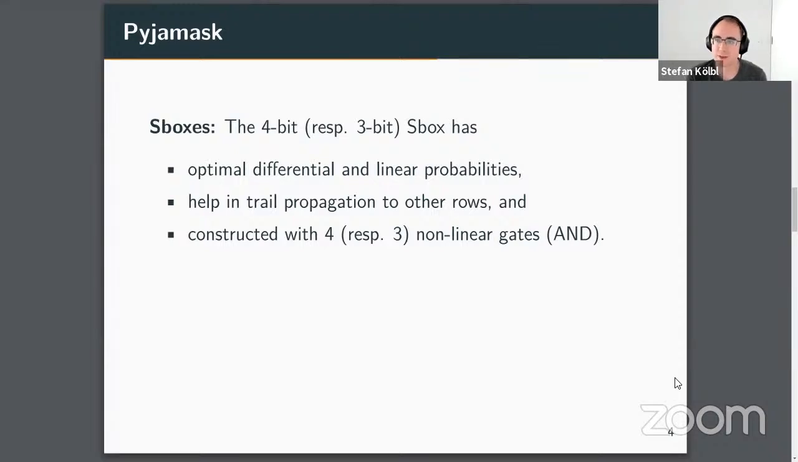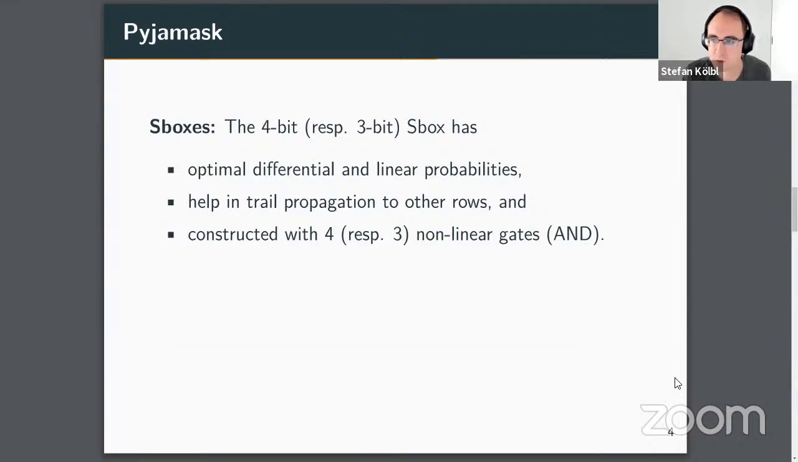So when we were deciding the S-box, we were looking for an S-box which helps us with our criteria, so minimizing the number of ANDs. But we also wanted to ensure that it helps in the trail propagation across the rows. If you just take any S-box, you might end up with situations where differences stay in the same row, and this we want to avoid. We found the S-box which fits this criteria, and it also has optimal differential and linear probabilities. And we only require 4 ANDs.